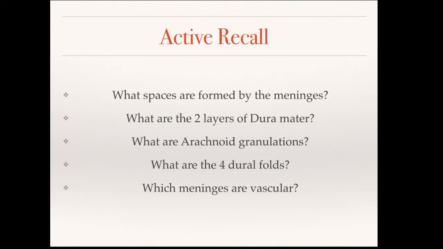Next question is, what are the two layers of Dura Mater? This is the periosteal layer and the meningeal layer. What are the arachnoid granulations? These are basically projections of arachnoid matter into the Dura Mater, which allows cerebrospinal fluid to drain into the dural venous sinuses. Next question is, what are the four dural folds? These are the falx cerebri, tentorium cerebelli, falx cerebelli, and the diaphragma sellae.